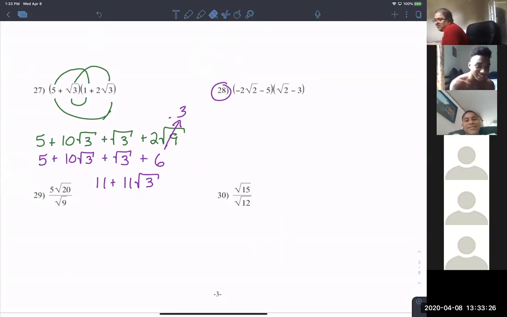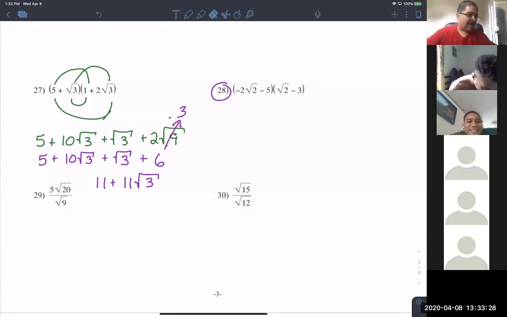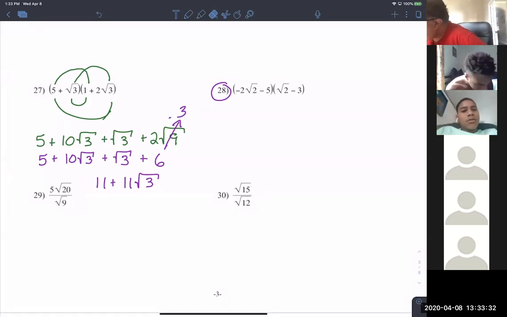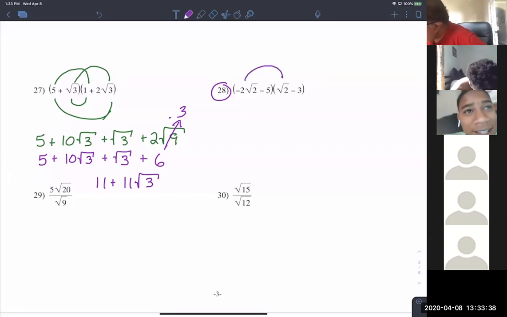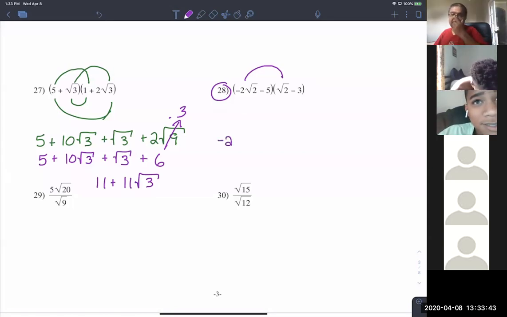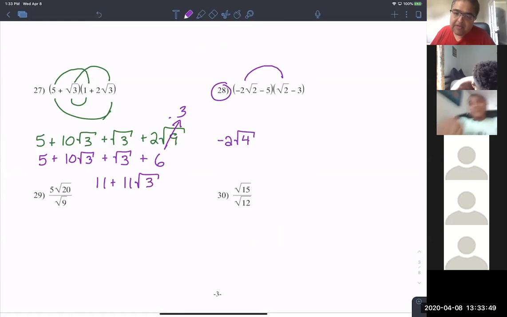Because I'm done. So let's go ahead and get it over with. How do we do this? You gotta do the foil first. Okay, so the first terms, what is that when we multiply the first? Negative 2 times root 4, because remember, outsides get multiplied, insides get multiplied.